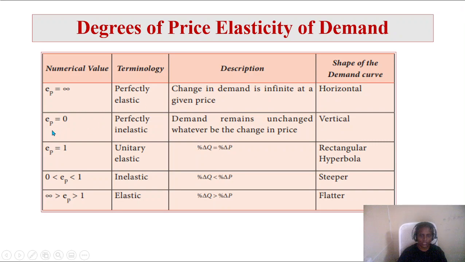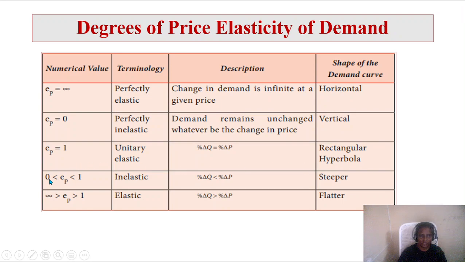The next situation is if the price elasticity of demand is equal to 0. We have seen it is a perfectly inelastic demand, where the demand remains unchanged whatever the change in the price. So whether the price increases or decreases, it leads to a vertical demand curve. Then Ep is equal to 1, that is unitary elastic, where the percentage change in quantity is equal to the percentage change in the price, and the demand curve is shaped as a rectangular hyperbola.